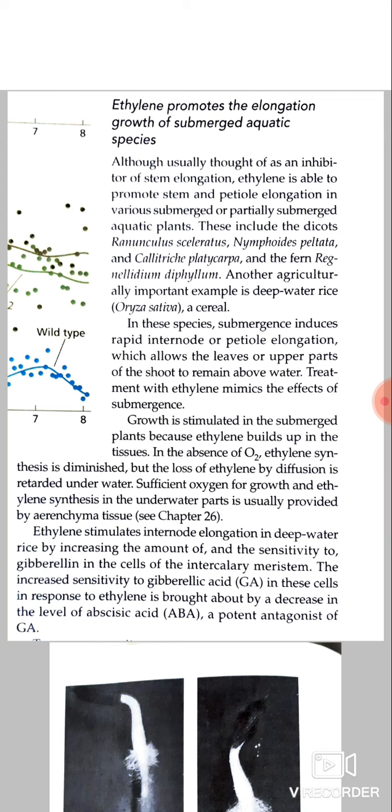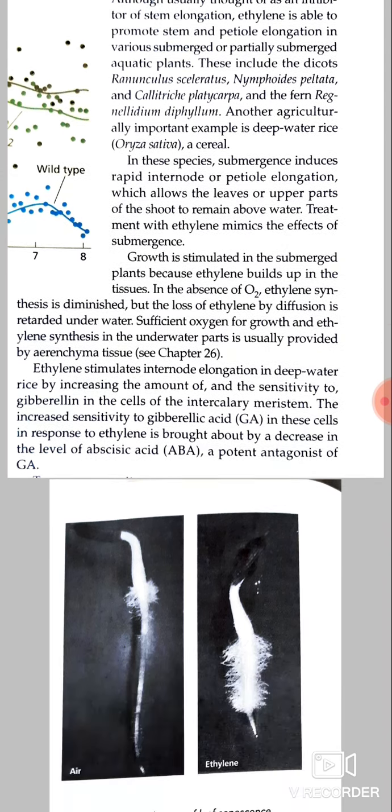Ethylene stimulates internode elongation in deepwater rice by increasing the amount of, and the sensitivity to, gibberellin in the cells of the intercalary meristem. The increased sensitivity to gibberellic acid in these cells in response to ethylene is brought about by a decrease in the level of abscisic acid, a potent antagonist of gibberellic acid.